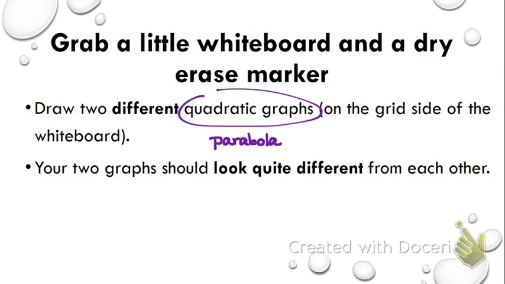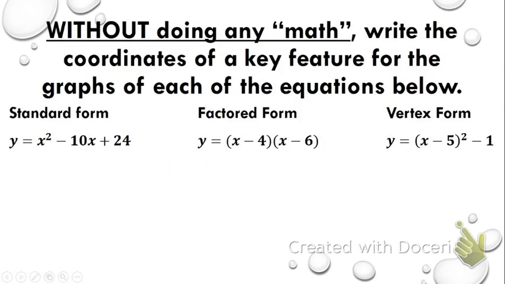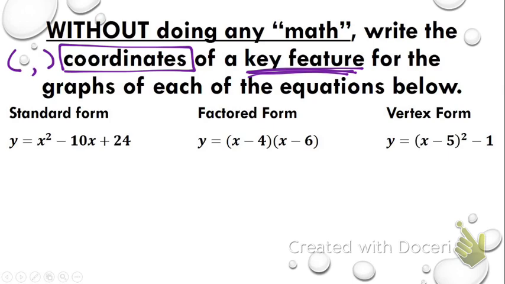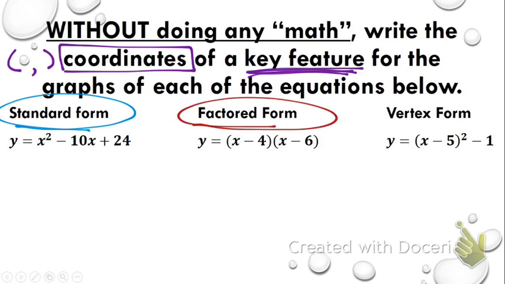All right. Without doing any math, and you can flip over to the other side of your board now, I want you to tell me the key feature for the graph. I want you to give me the coordinates, that would be an ordered pair, and tell me what that feature is. So what do we know if it's in standard form? What do we know if it's in factored form? What do we know if it's in vertex form? I'm going to give you guys about 2-ish minutes.